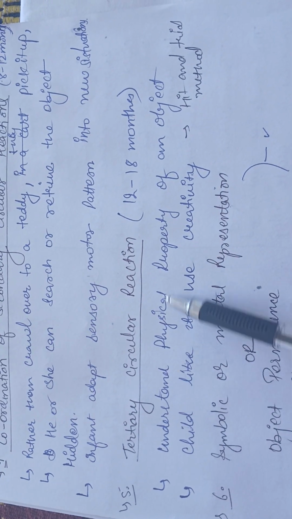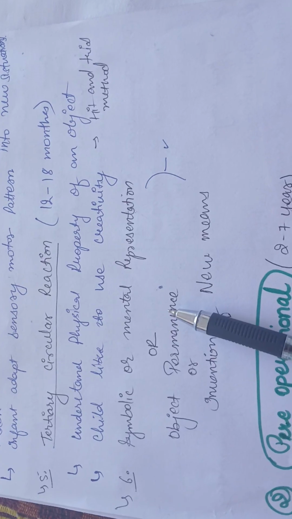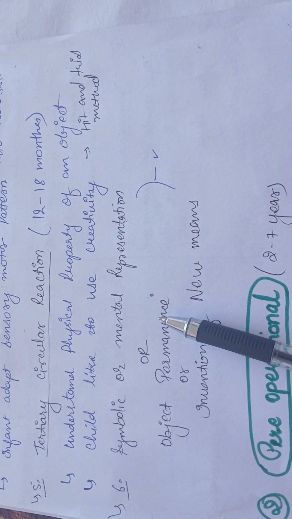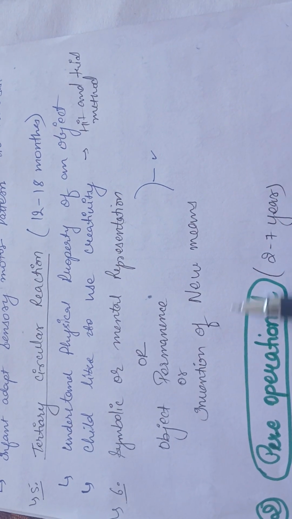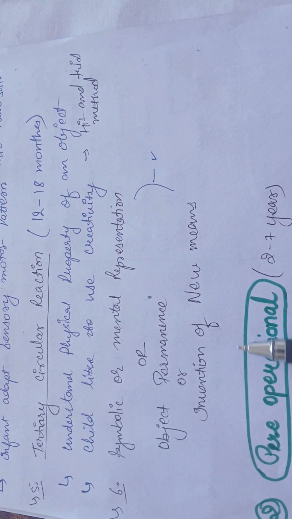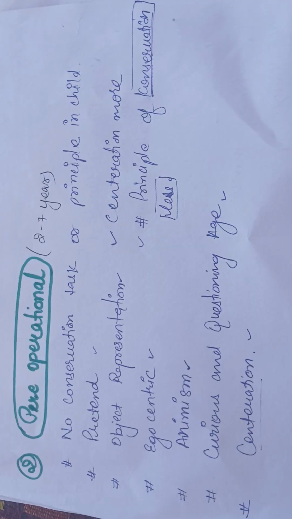Fifth, tertiary circular reaction, 12 to 18 months. The child understands the physical properties of an object. The child uses creativity, the trial and error method, symbolic or mental representation, object permanence, and invention of new means.